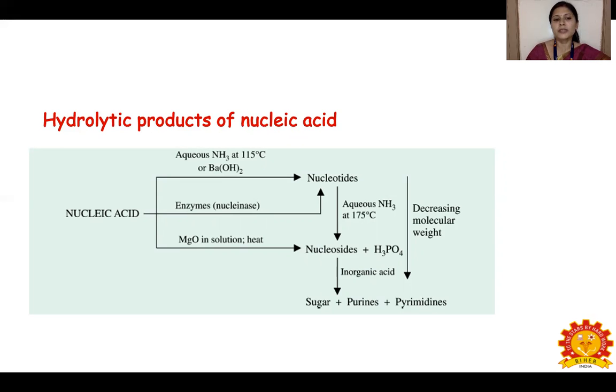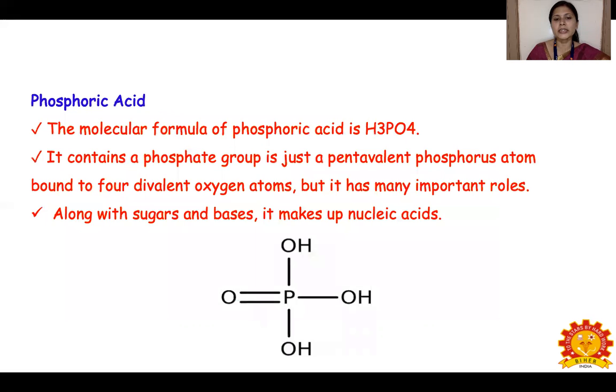Okay, and if you see, nucleic acid will have the highest molecular weight, the nucleotide will be less compared to that, then the nucleoside will be less still, and from the nucleoside we get separately sugar, purines and pyrimidines. So this is the decreasing order of molecular weight. Now we'll talk about the individual components. First we'll talk about phosphoric acid.